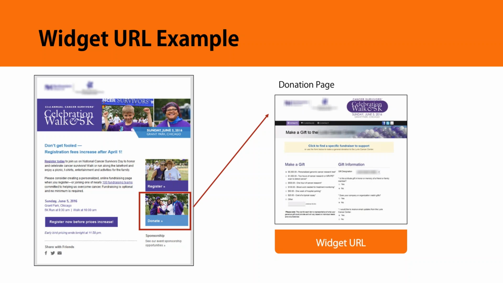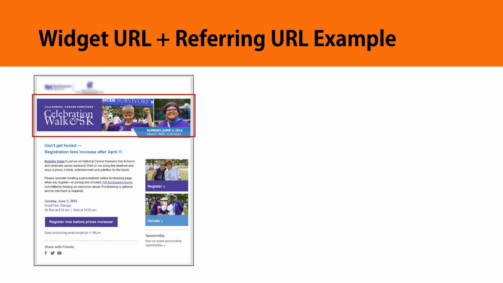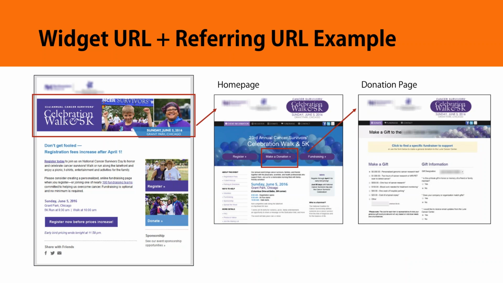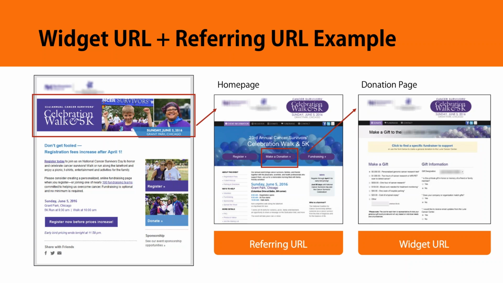And so that's the one click we get to take credit for. Now looking at the referring URL click, let's say instead of the donate button, they clicked on the masthead. We coded the masthead to click through to the homepage of the event. Now if from there they clicked on the donation button and then went to the donation page, that gives us the 2 clicks that we still get to take credit for.